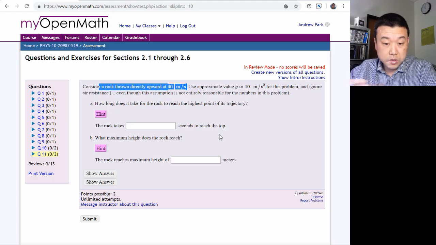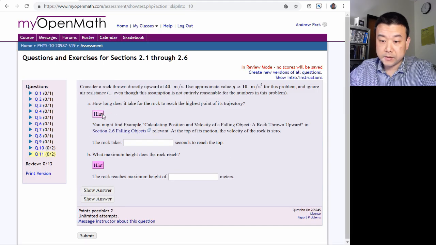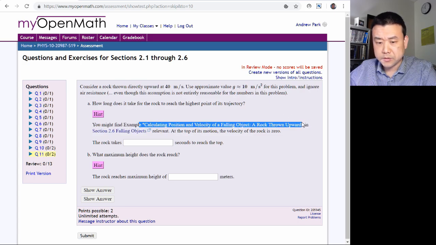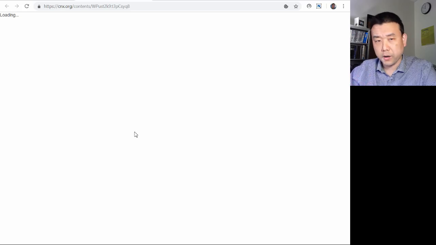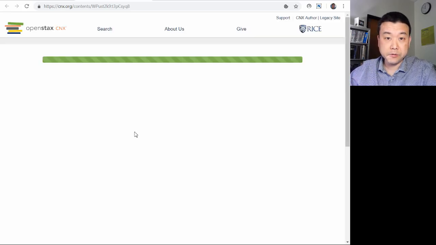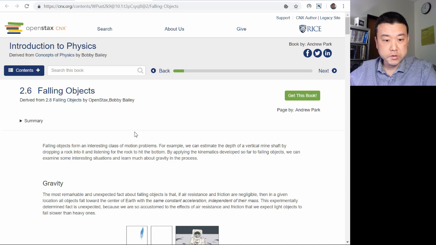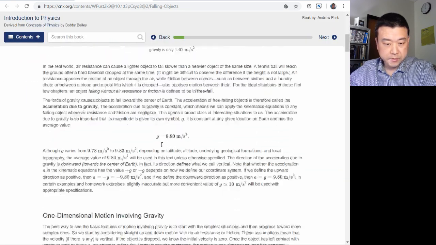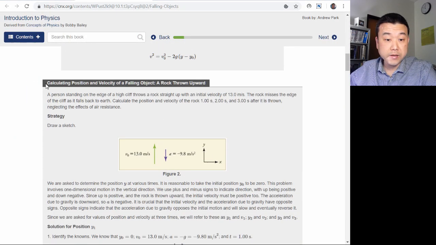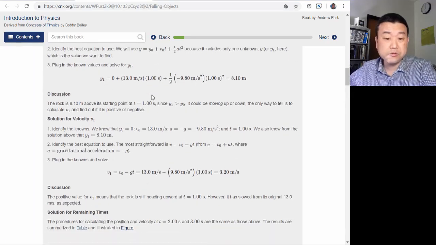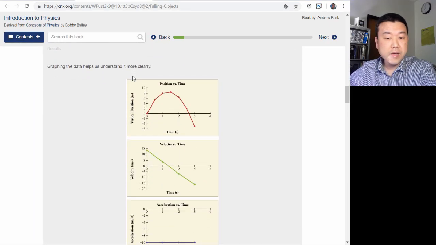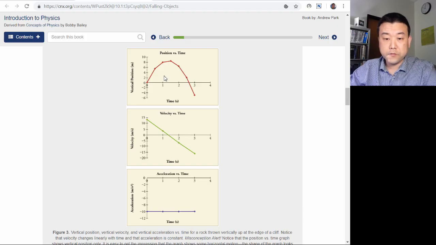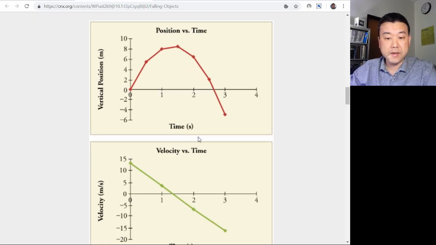So this question also has hints that link to specific textbook sections with the specific examples, but you do have to do a little more work to connect from the example to the question that you are actually solving. So let me go down to the example. The example being referred to is calculating position and velocity of a falling object, a rock thrown upward. And this example is useful for the graphs. Read through it, and it has these graphs of the position, velocity, and time.